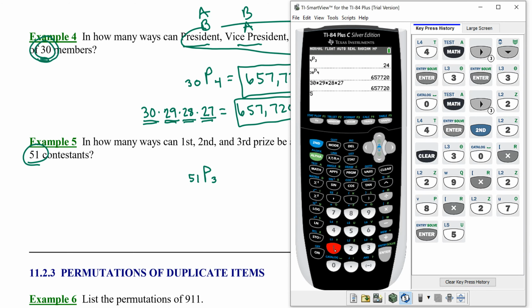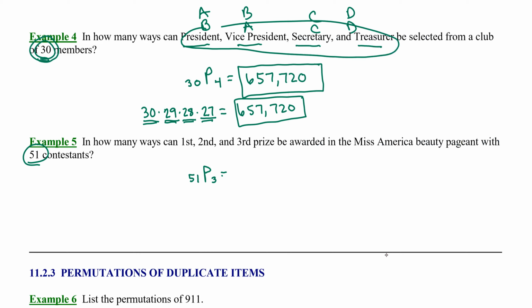So entering this into our calculator, we have 51, math, probability, option number 2, permutation, selecting 3 at a time, 124,950 different possible ways. That's a lot of possibilities for 51 people. And again, you can also think of it as the fundamental counting principle approach. Remember, that's called FCP, fundamental counting principle, just an option. To select the person for first prize, you've got 51 contestants to choose from. Once first prize is selected, then only 50 are available for second prize and 49 for third prize.